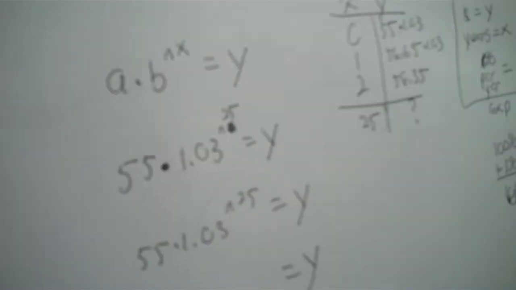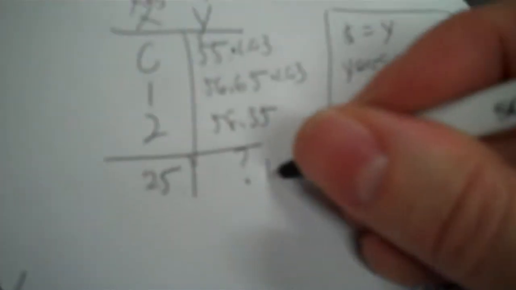So to solve for y, just plug that into the calculator. 55 times 1.03 to the power of 25. Just put that as 115. Okay, it's approximately $115. You can put that right there if you want. That's the answer. Okay, next one.